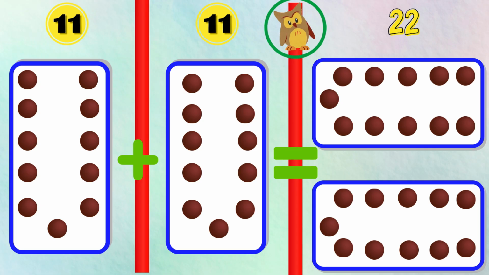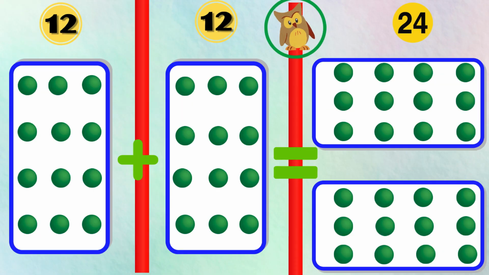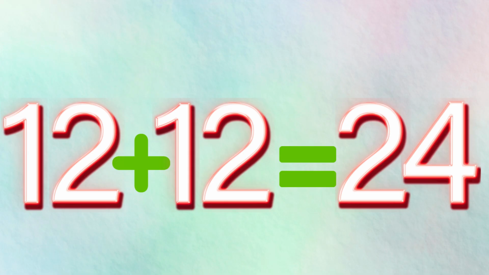Mr. Owl says, when we add 11 dots plus 11 more dots, it equals the sum of 22 dots. This is the same as adding the numbers 11 plus 11 equals 22. Mr. Owl says, when we add 12 dots plus 12 more dots, it equals the sum of 24 dots. This is the same as adding the numbers 12 plus 12 equals 24.